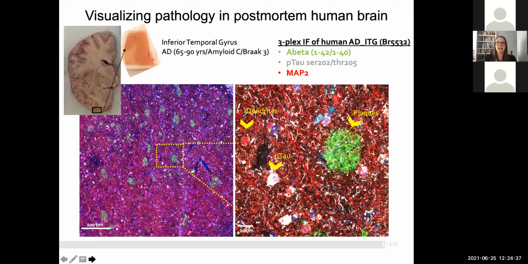Again, this is an excellent opportunity for computer vision approaches in the analysis of this rich immunofluorescence data, particularly how to quantify different features of pathology that can be integrated with the corresponding gene expression data.